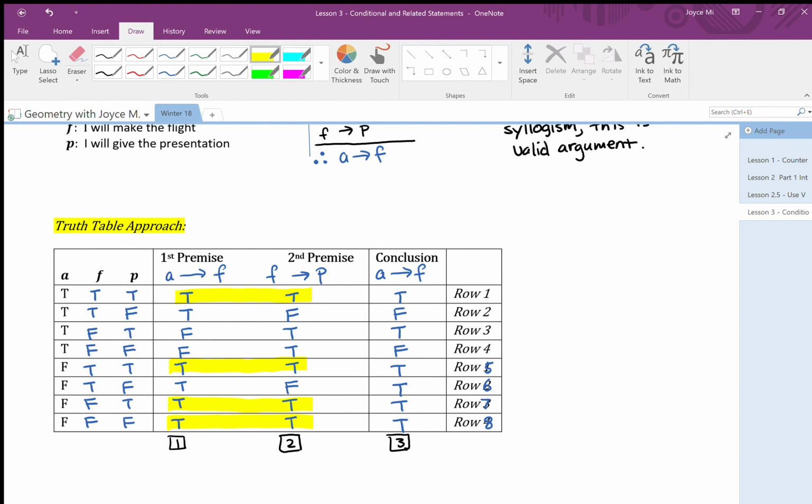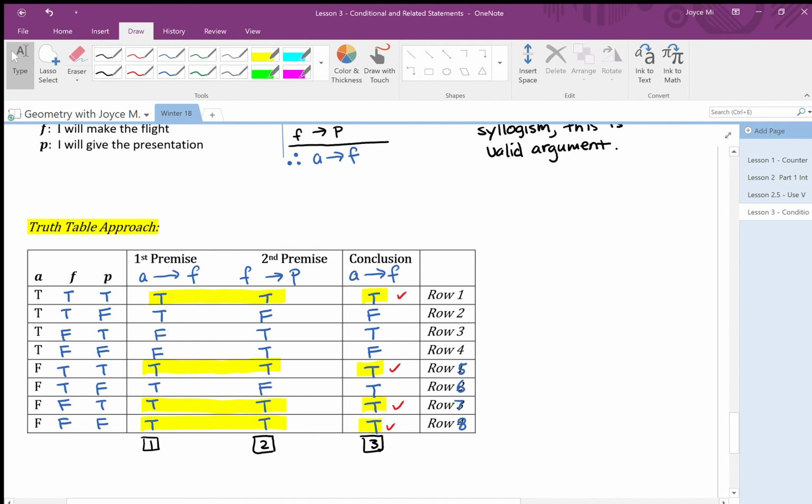So let's check. First row, both premises true. Let's check the conclusion. Well, the conclusion is true. Oh, we're okay. So it's valid so far. In the fifth row, I see both premises true, and my conclusion is also true. So this is valid. In my last two rows, the conclusion is also true. So each time both premises are true, my conclusion is also true. So this argument is valid. So let me write it.